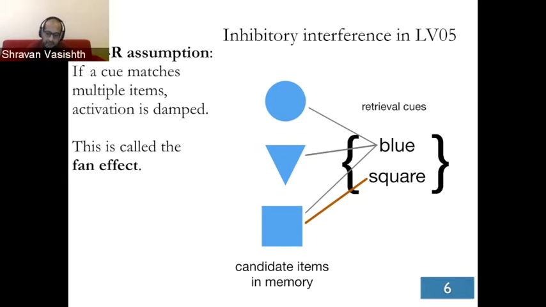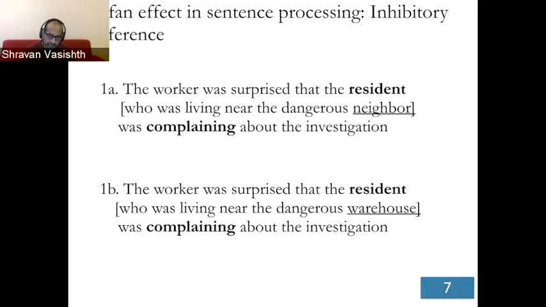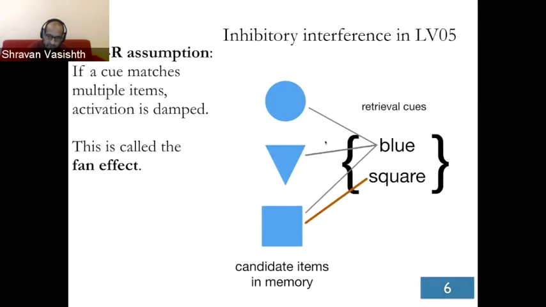Now, this assumption comes from research in cognitive psychology, people memorizing lists of words or trying to identify images on the screen and stuff like that. But this fan effect also has applications in language processing. An example is a sentence like this. What you're seeing here in sentence 1A is a verb, complaining, that has resident as its subject. Here's resident, here's complaining. In order to understand who was doing the complaining, you have to build this dependency between resident and complaining. And in this particular sentence, something very similar to this fan effect occurs.